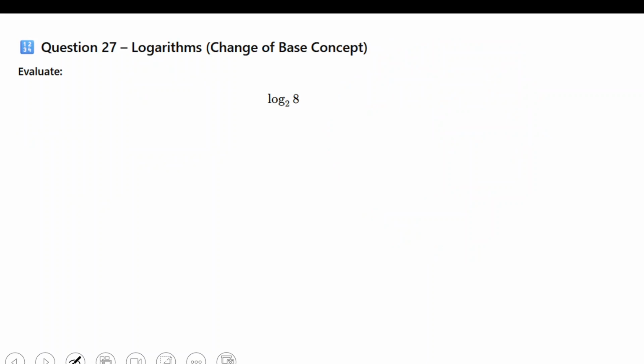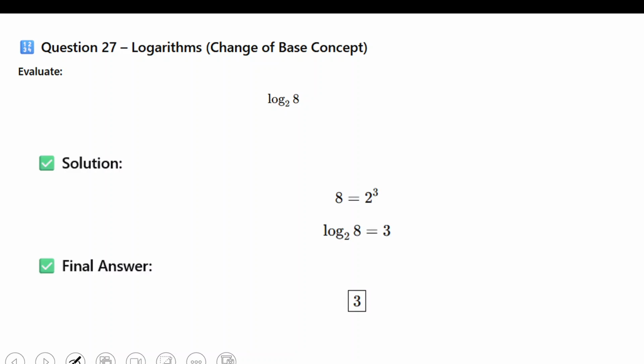Okay, number 27 says evaluate log 8 to base 2. Okay, 8 itself is expressed as 2 raised to the power 3. So when I put 2 raised to the power 3 in place of 8 in the question, I get 3 as the answer. Why? Because if I say log of 2 raised to the power 3 to base 2, this 3 will come down here.